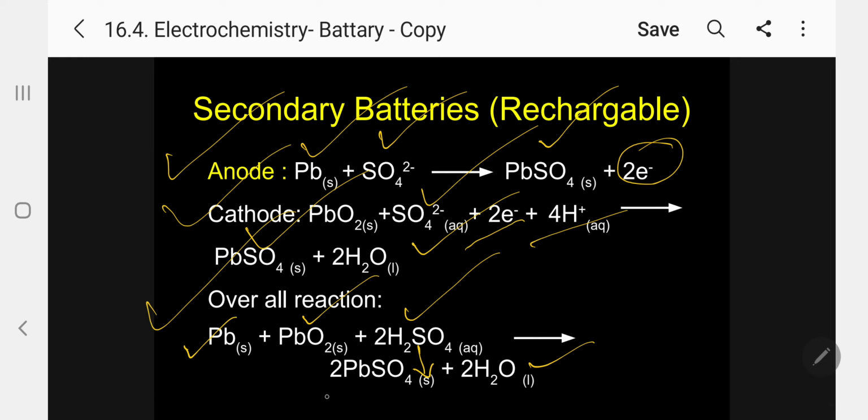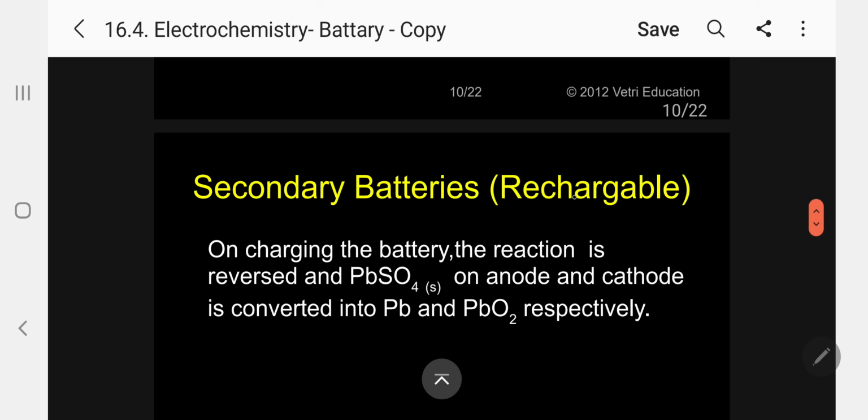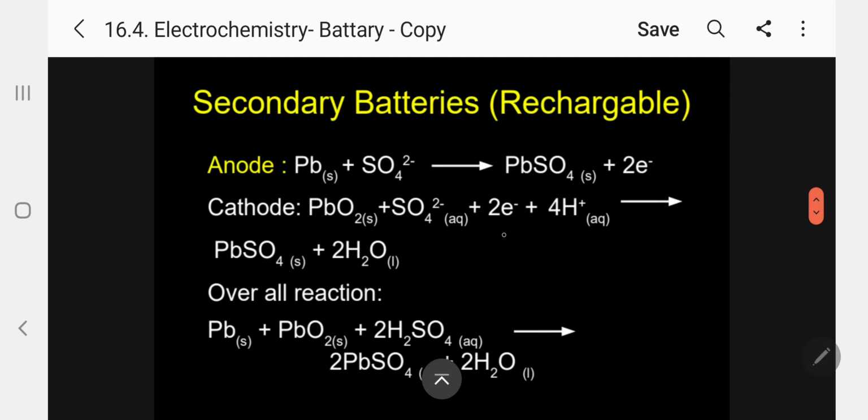Once the charge is over, by adding extra sulfuric acid, if you charge again, it is rechargeable, so the battery will come to work again in this case. So these are rechargeable secondary batteries. On charging the battery, the reaction is reversed, and the lead sulfate on the anode and cathode is converted into lead and lead dioxide respectively. The reaction will be reversed, coming back.